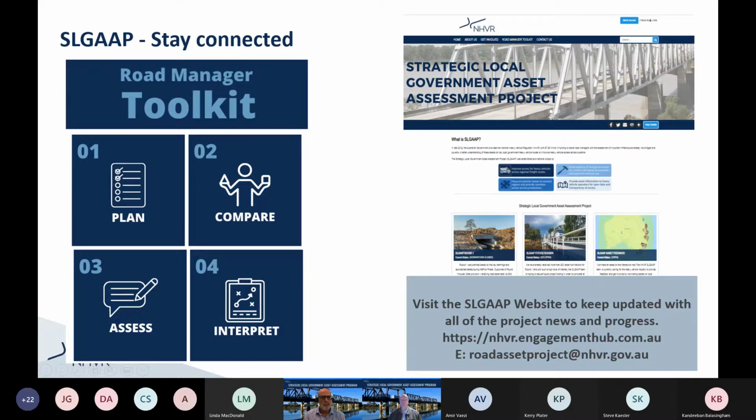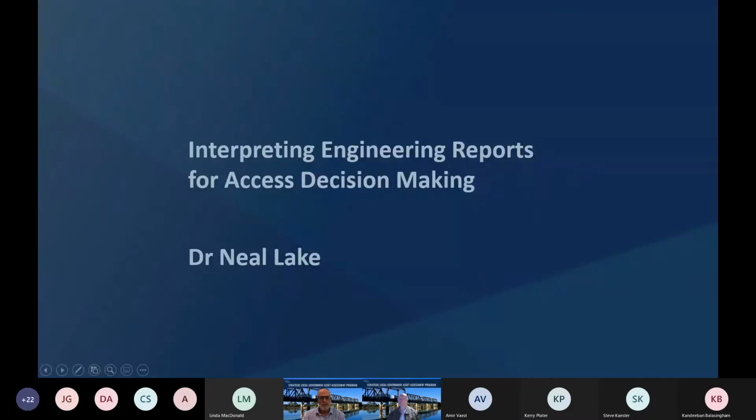The next one, just quickly in terms of our project content. So we're developing this Road Manager Toolkit, which is importantly a resource kit for all of you out there in this asset assessment space. We're utilising the site that you see there on the right-hand side of the screen. So this is our project website on the Engagement Hub. If you haven't already, jump in and register, and you'll get access to all the information about the project, but also these videos as well. All right, so that about covers me off on the introduction. I'll hand over to Neil.